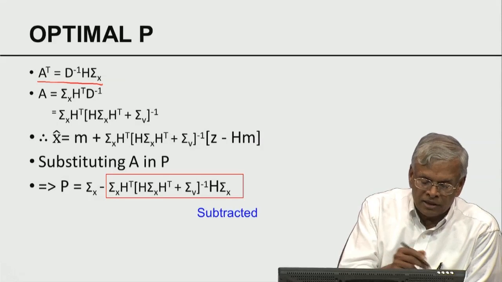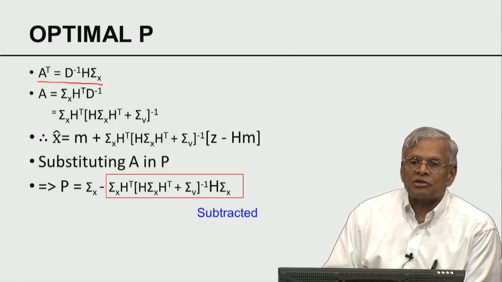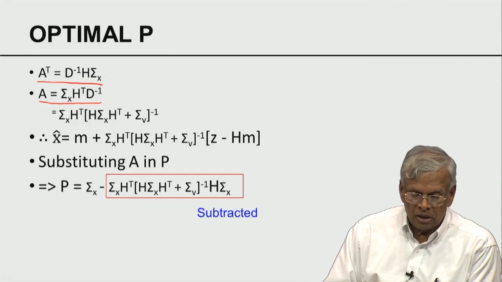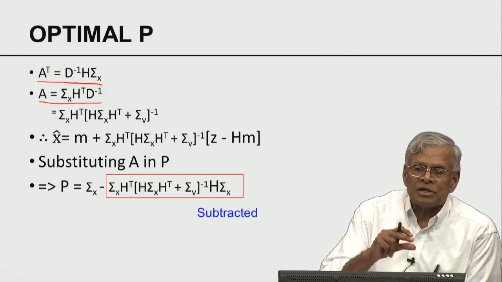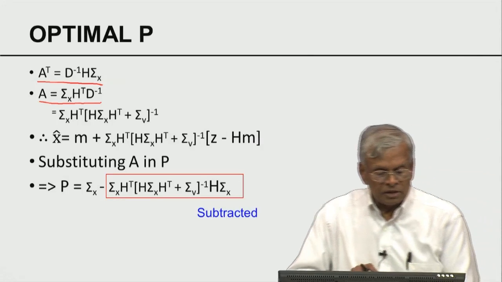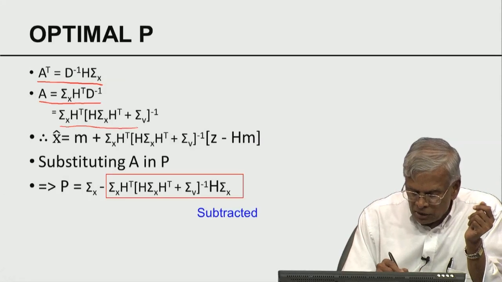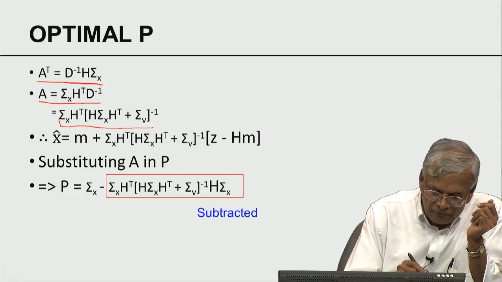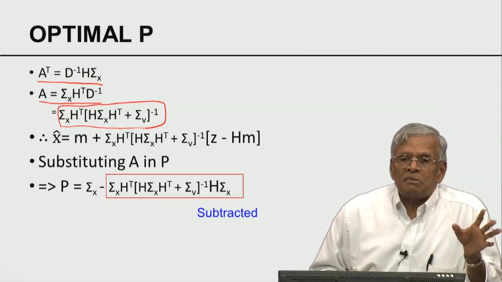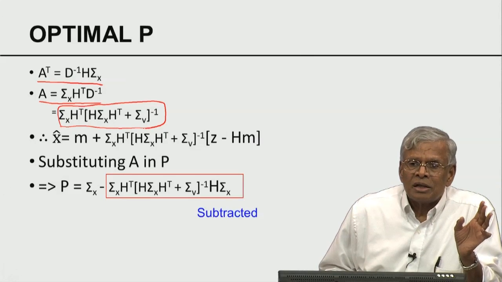Now I take the transpose of both sides. Remember, sigma x is a symmetric matrix, D is a symmetric matrix. So A is given by this. D, we already know, is a symbol that represents the sum of two matrices. Therefore, the optimal A takes this particular structure. That is very important. So we have already used the quadratic minimization principle to determine A that minimizes the trace of P.